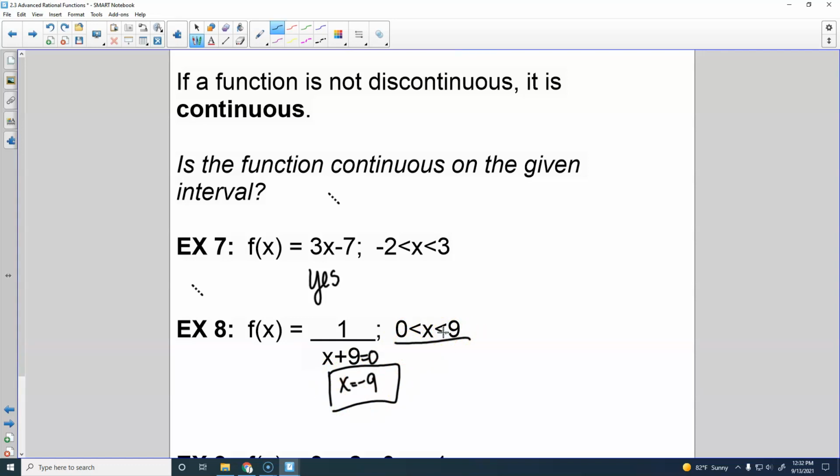Now, if this had said from -10 to +10, then that would be a no because you have a discontinuity in that range. So because -9 is not between 0 and 9, this one would still be a yes. It's still continuous.